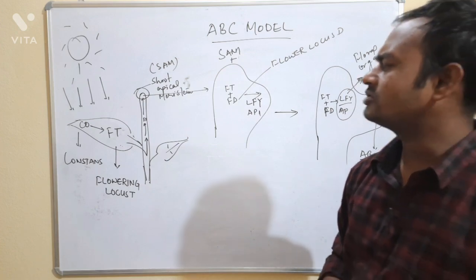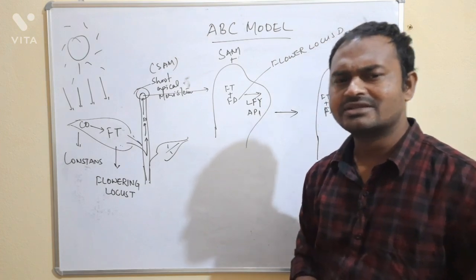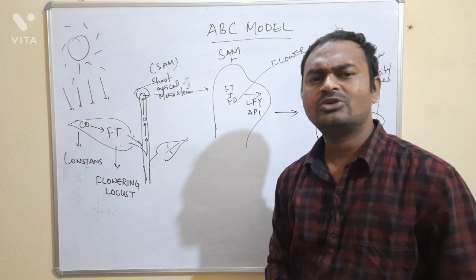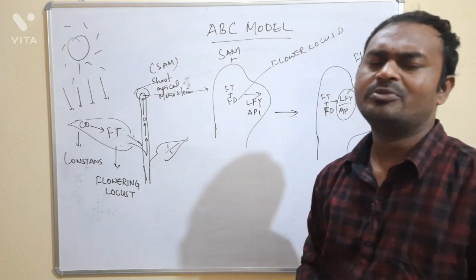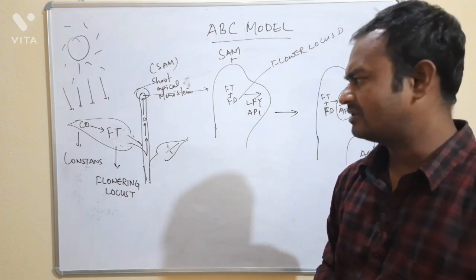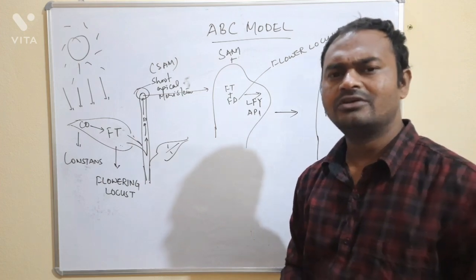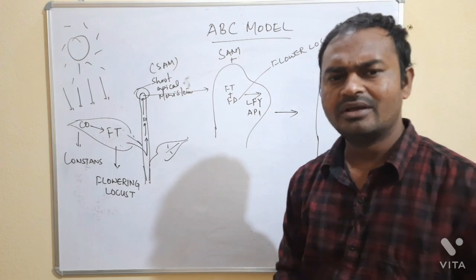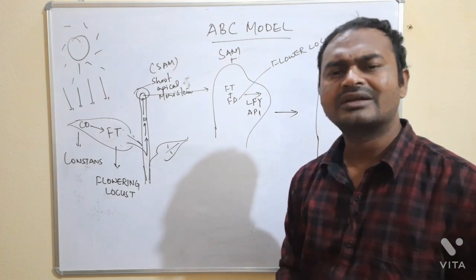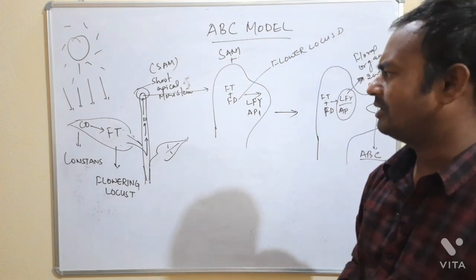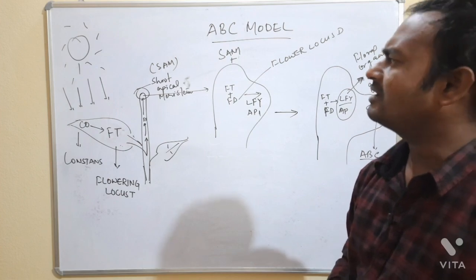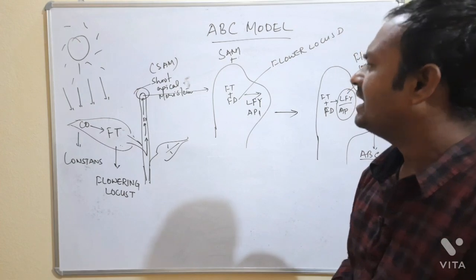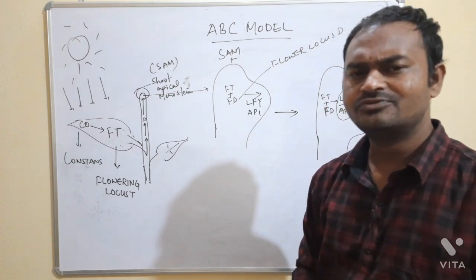The CONSTANS protein acts as a transcription factor of Flowering Locus T, and this Flowering Locus T protein is formed only in the leaves. After the formation of Flowering Locus T protein, it is transported toward the shoot apical meristem with the help of the companion cell of the phloem tissue. After it reaches the shoot apical meristem, what happens?